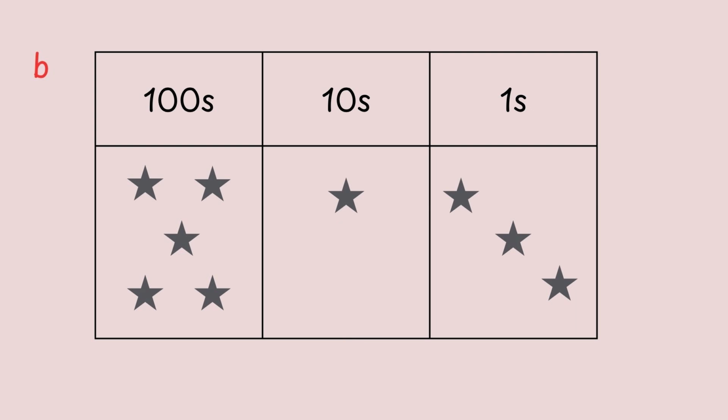Finally, let's jump over to our ones column. Let's count these stars, 1, 2, and 3. 3 stars means we have 3 ones. Let's write down a 3 at the very end. So now the answer will be 513.